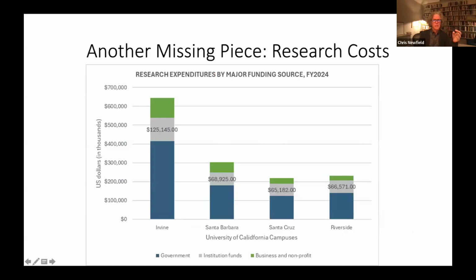And so what that means at Irvine, this is the 4 smallest UC campuses where Irvine is the big of the smalls, is it spends $125 million in fiscal year 24 to subsidize research.